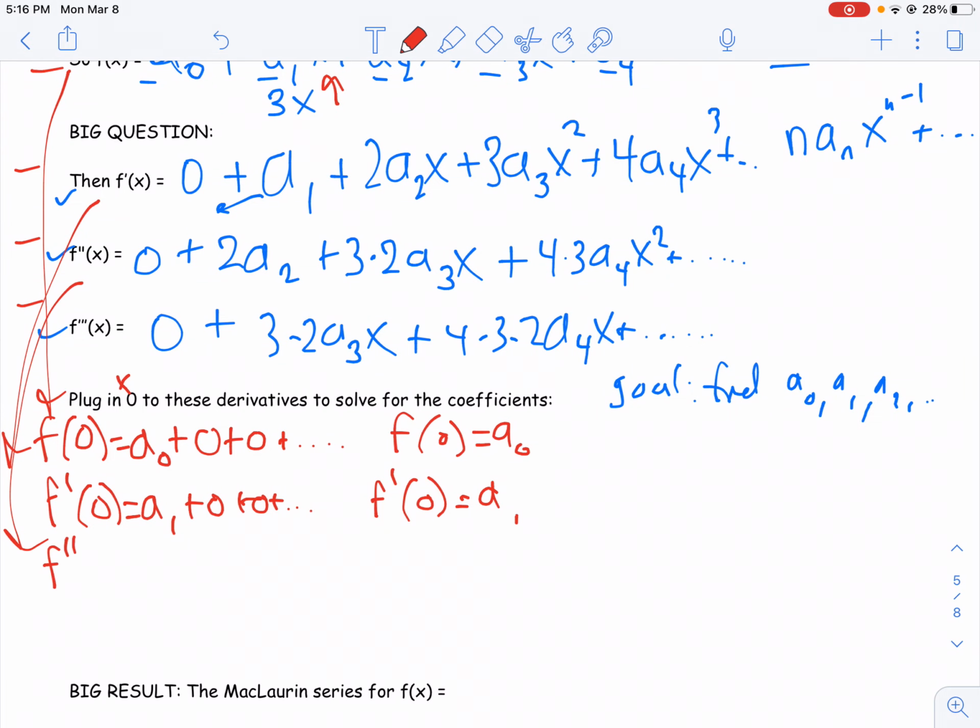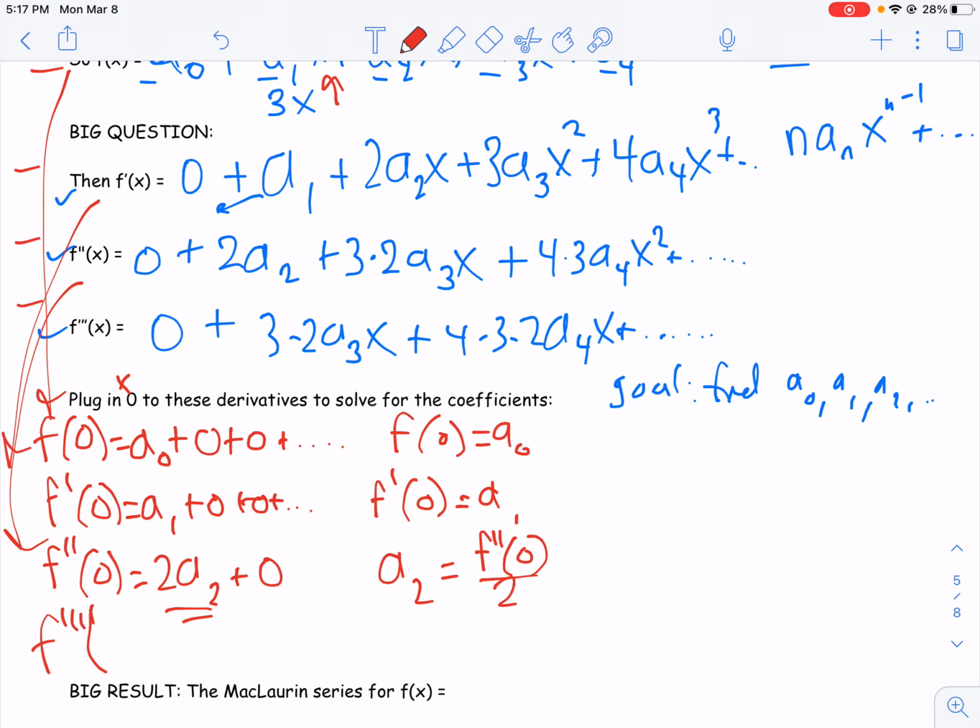So f double prime at 0 is 2 times a sub 2, and again, everything else is 0. So if I wanted to solve for a sub 2, that'd be easy. I could just divide over and get the second derivative divided by 2. Okay, now when I go one further step, when I plug in the third derivative at 0, that's 3 times 2.